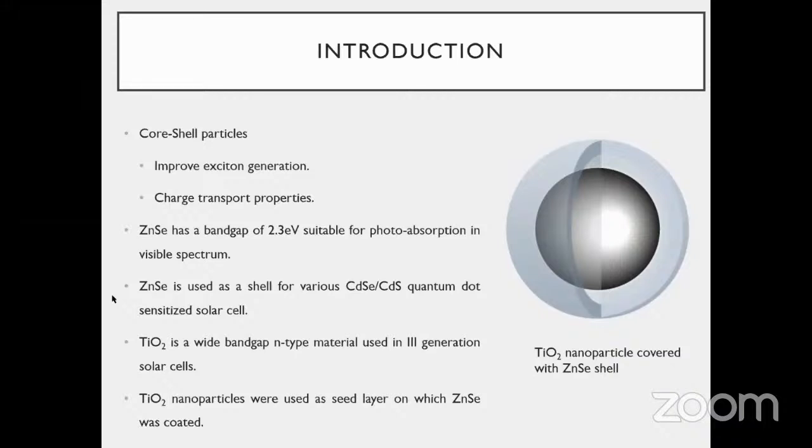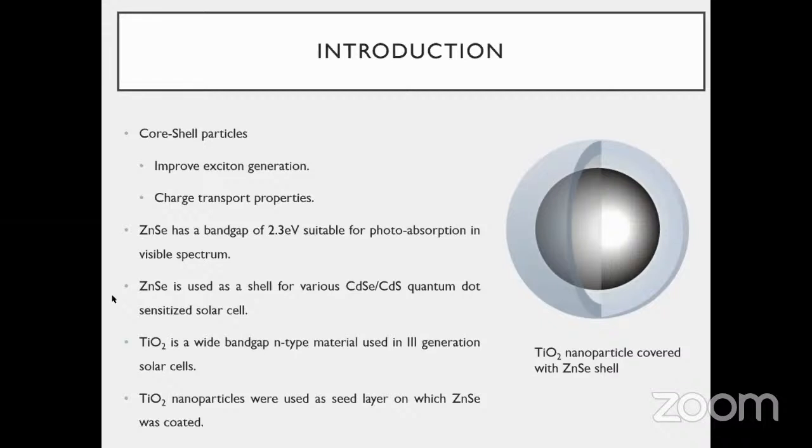So here I have used zinc selenide as the shell of the particle, and TiO2 as the core of the material. Zinc selenide has a band gap of 2.3 electron volts, which shows that it has a very good photo absorption region in the visible spectrum. It is also used as a shell in many quantum dot sensitized solar cells, like cadmium selenide and cadmium sulfide, and it is prevalent in the literature.